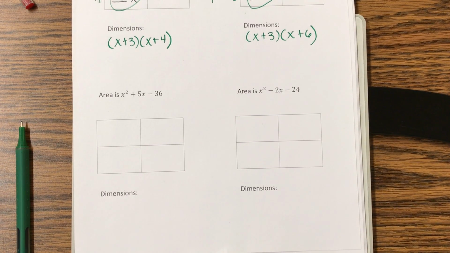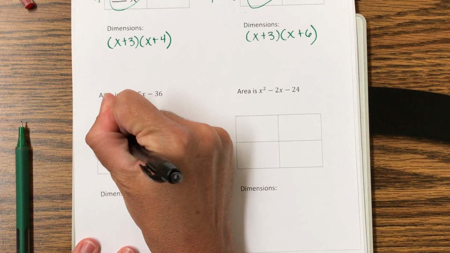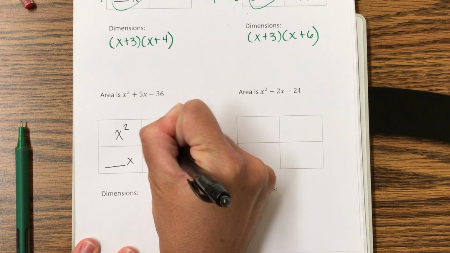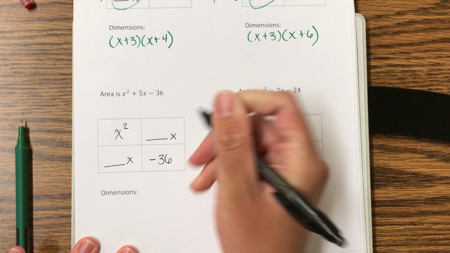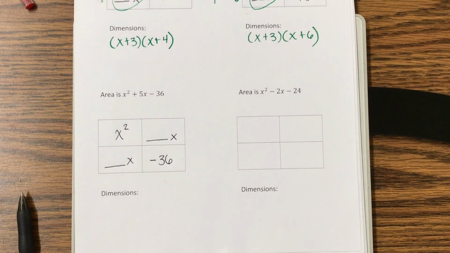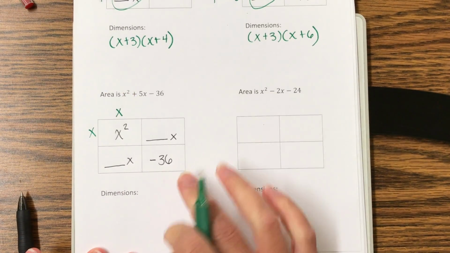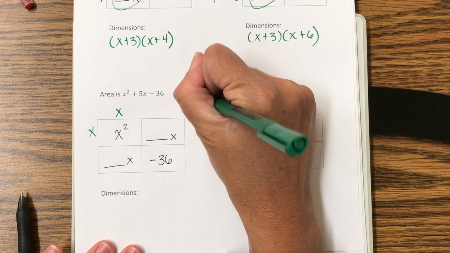Now, in the next two examples, it does get harder because notice how we're throwing in some positives and some negatives. So if I have x squared plus 5x minus 36, the x squared is still going to go here. These two terms are going to be my linear terms. But now my constant is a negative 36. So my area of an x squared, my dimensions are still going to be x by x. But now notice how if I have an area of negative 36, that's going to be a lot harder to come up with.